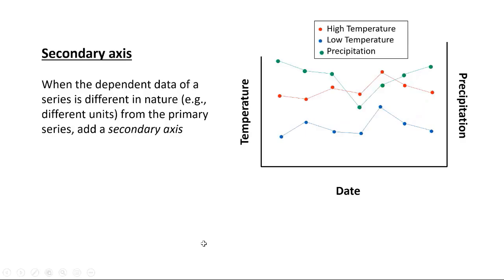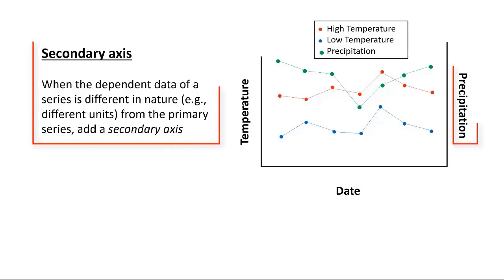Sometimes you want to add in another set of data, so maybe we have precipitation as a function of date. Precipitation is not the same in nature. It's not the same as a temperature. In that case, we would put precipitation on a secondary axis.